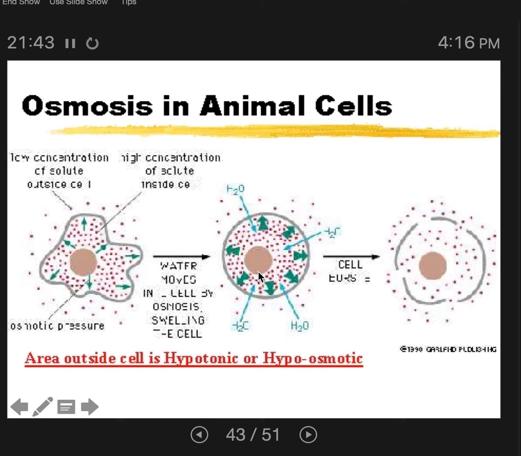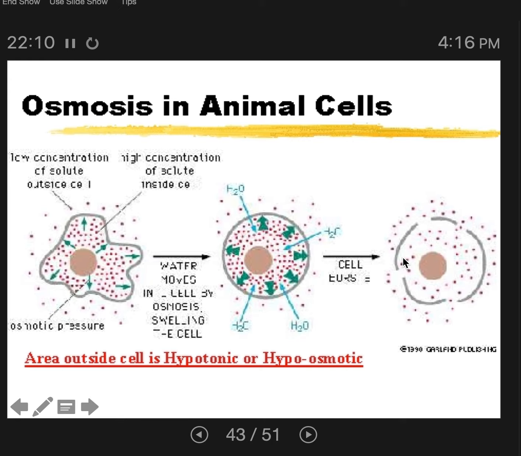So it's going to move into the cell, and the cell is going to swell, and the water would keep moving in until there's equal concentration inside and outside. But what's actually going to happen here is that it's going to move in, and the cell membrane is going to swell, swell, swell. Before the inside is as dilute as the outside, the cell's going to burst. We call this cell lysis. Okay. This is osmotic lysis.